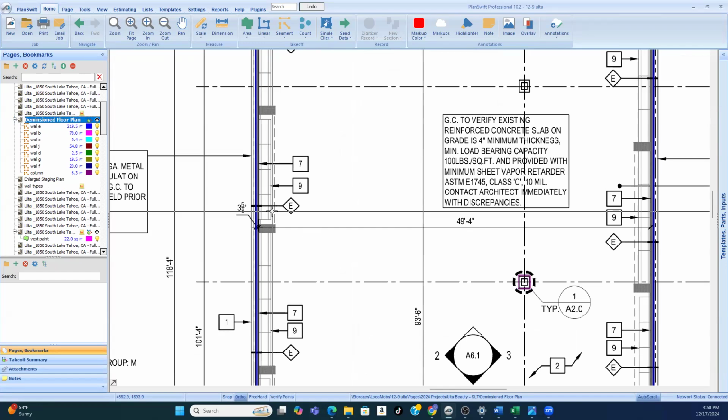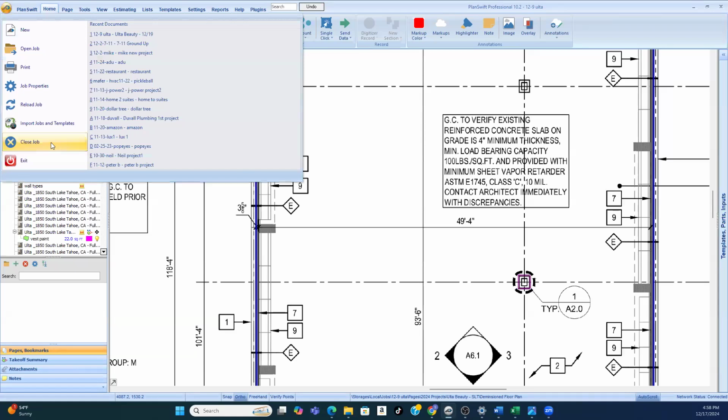You can slowly but surely put your material quantities list together by looking at all the section views. Okay, so I'm going to end this class by closing this out real quick.